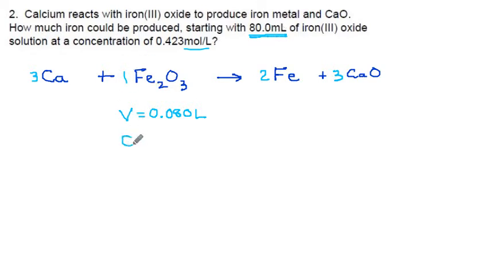Saves trouble. Concentration, they said, is 0.423 moles per liter. And if you know the concentration and volume of something, you can do n equals CV and get a number of moles, which we definitely want. If you can't get moles of anything in chemistry, you are in trouble. 0.08 times 0.423 gives 0.03384.